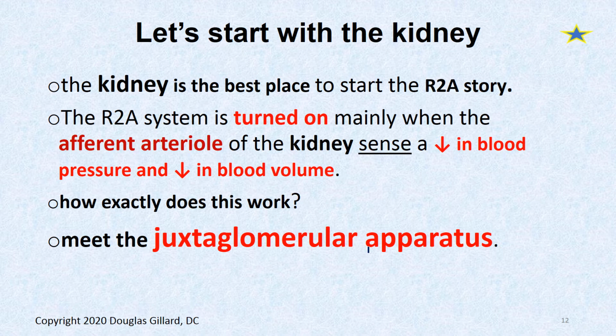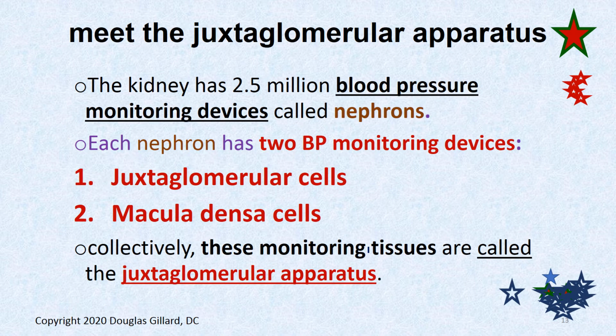So let's get a little deeper into that. Remember, the juxtaglomerular apparatus is the heart of the R2A system. It really involves two types of cells that directly and indirectly can stimulate the release of the hormone renin directly into the bloodstream. The kidney has about 2.5 million of these little monitoring devices, one in each nephron throughout the kidney. And the members of this juxtaglomerular apparatus, these two cell types, are called the juxtaglomerular cells and the macula densa cells.